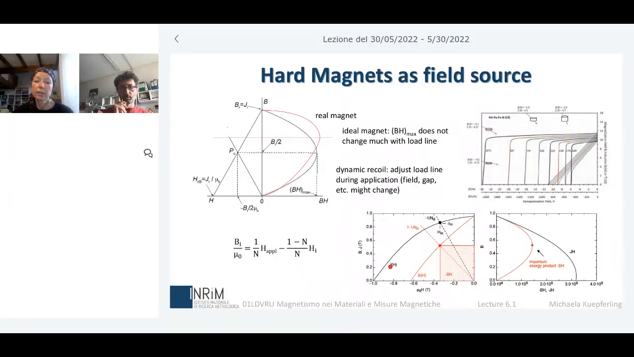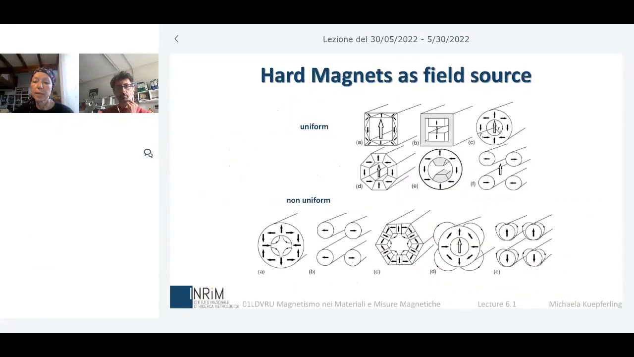And in general, you can describe this by the demagnetizing factor. Hard magnets as a field source: here you can see several kinds of arrays of hard magnets, which will give you different kinds of magnetic fields. You can have uniform magnetic fields or non-uniform magnetic fields. For example, here you see a nice gradient field.